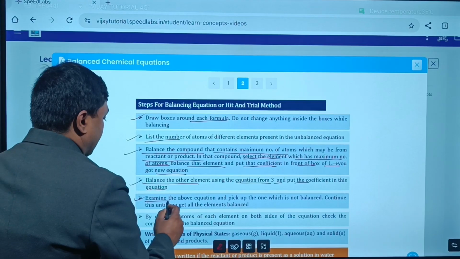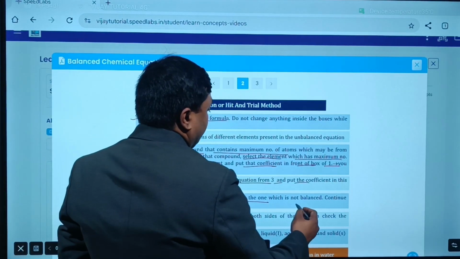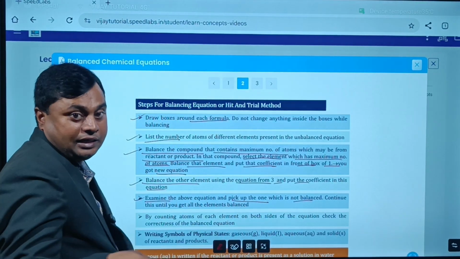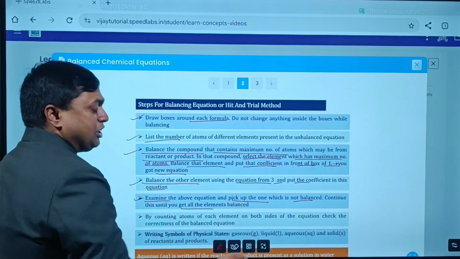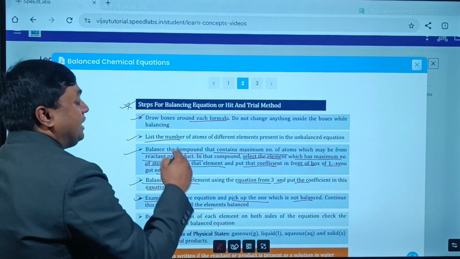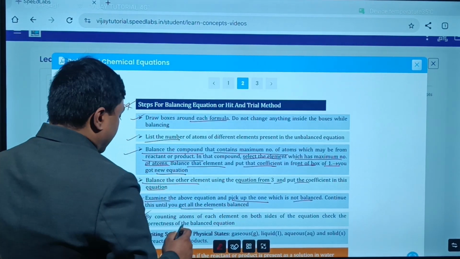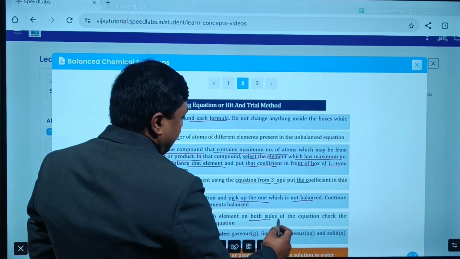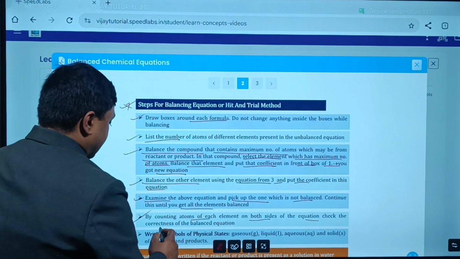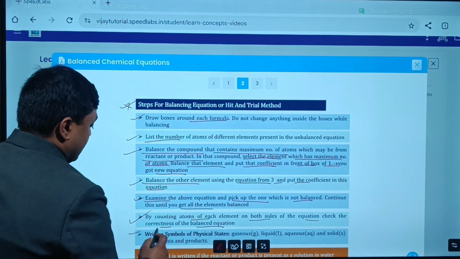Finally, we have to examine the above equation and pick up the element which is not balanced. Continue this until you get all the elements balanced. So that's why it is called what? A hit and trial method. By counting the atoms of each element on both sides of the equation, check the correctness of the balanced equation. Yes or no?